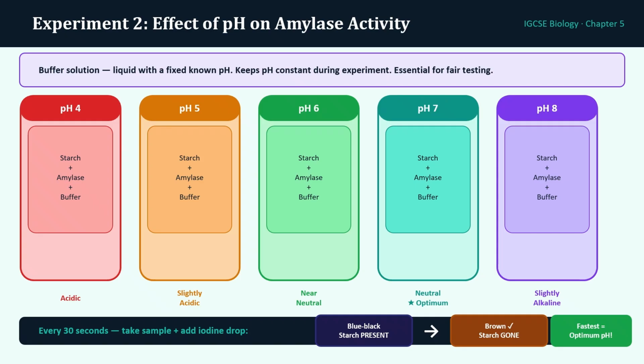Record the time taken for starch to completely disappear at each pH. The shortest time means the fastest reaction. It means the shortest time taken for starch to completely break down and disappear shows the enzyme worked best at that pH, and that is the optimum pH value. Your controlled variables are temperature, volume of starch, and concentration of amylase, as they all must stay constant.